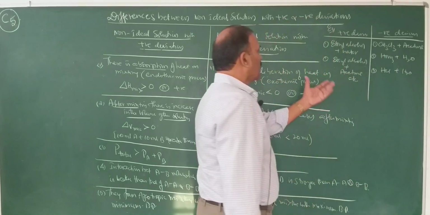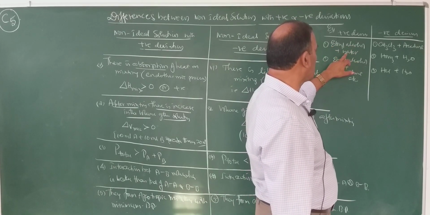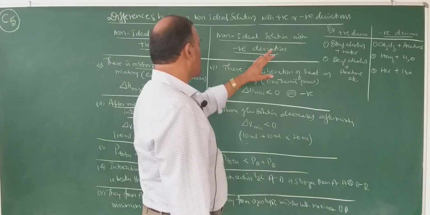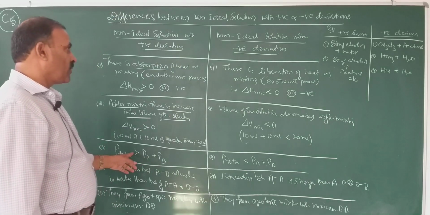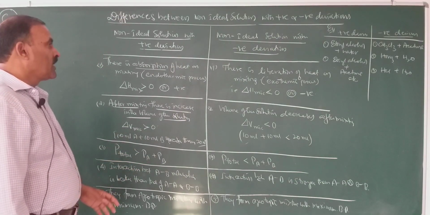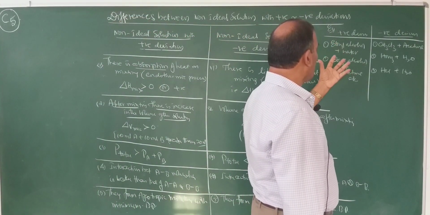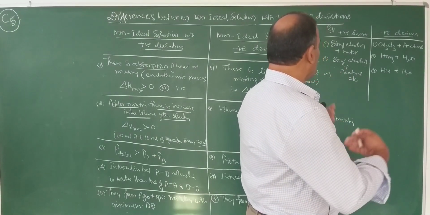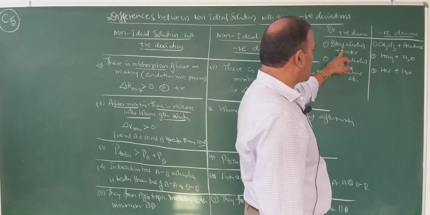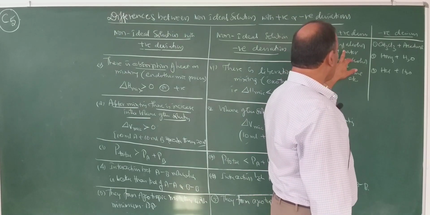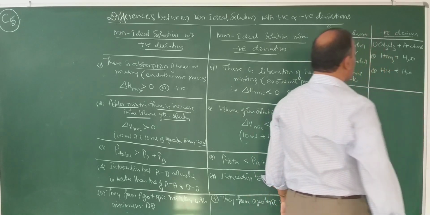So these are the solutions with positive deviation. When ethyl alcohol is mixed with water, what happens? Heat is absorbed, volume increases, total vapor pressure is greater than partial pressure of liquid A and liquid B. Interaction between molecules of ethyl alcohol and water has less attractive forces, therefore volume increases, vapor pressure increases, etc. They form azeotropic mixture with minimum boiling point, and these are the non-ideal solutions with negative deviations.